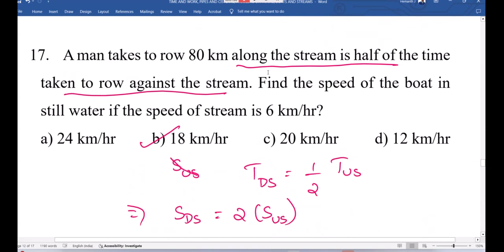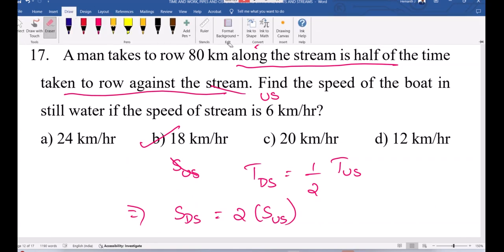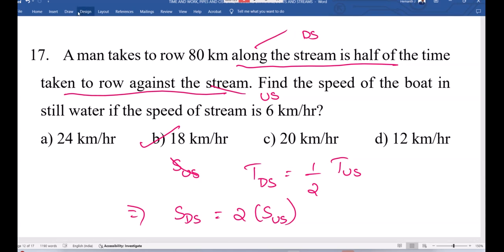Along with the stream is downstream, against the stream is upstream. When you go up, your speed is less. When you go down, your speed will be more.